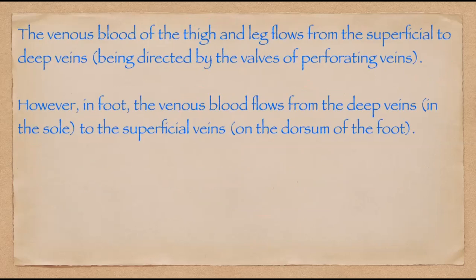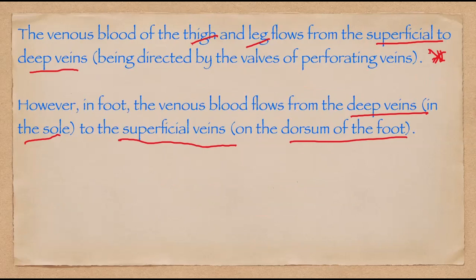The venous blood of the thigh and leg, observe carefully, flows from the superficial to the deep veins, being directed by valves of perforating veins within the thigh and leg. However, in the foot, venous blood flows from deep veins, that is in the sole or plantar aspect, to the superficial veins, that is on the dorsum of the foot.